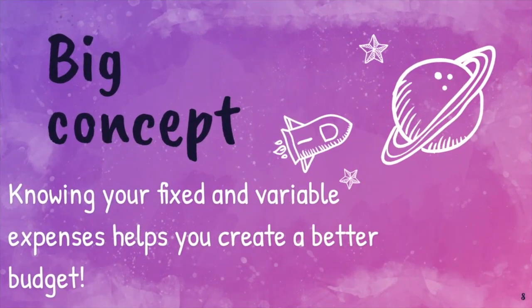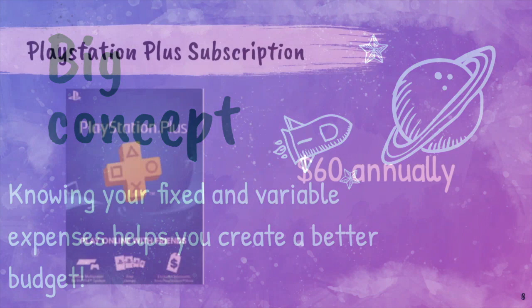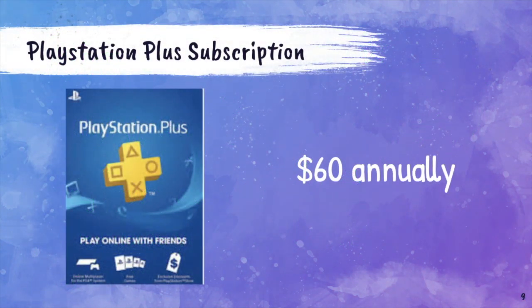All right, so the big idea here is if you know what your fixed and your variable expenses are, they help you to budget your money better. It gives you a better idea of how much your expenses are for a set amount of time. So let's just go through a couple examples, like this one, PlayStation Plus subscription. This is for all the gamers out there. If you play online, you have to pay for it, right? So my subscription is an annual subscription where I have to pay $60 every year.